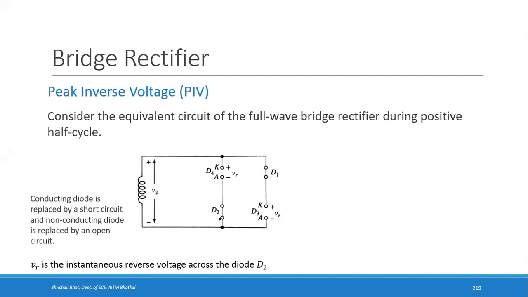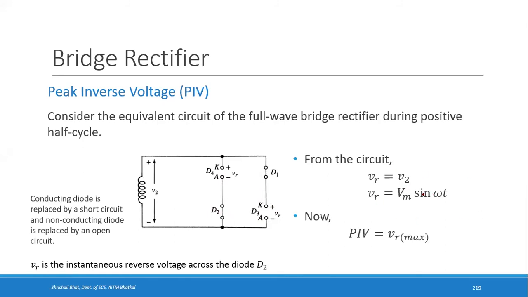Since for the short circuit the voltage drop is 0, VR will be equal to V2. Even when you consider both the paths, it is still the same, right? Both the branches, VR is equal to the applied voltage V2. And what is that V2? V2 is Vm sine omega t. Now, what is the peak value of this signal? The maximum value of that signal is the peak inverse voltage. What is that maximum value? It is Vm, right? So here the peak inverse voltage is equal to Vm.